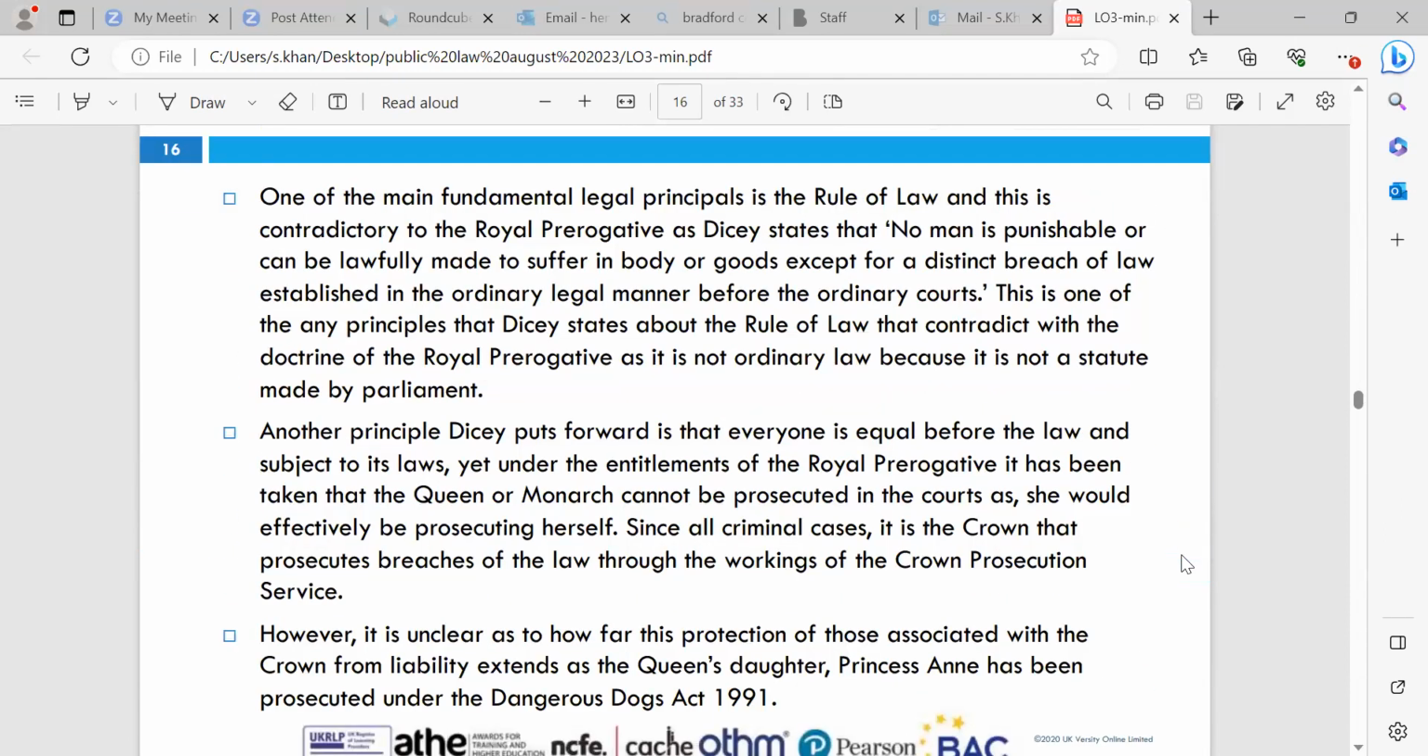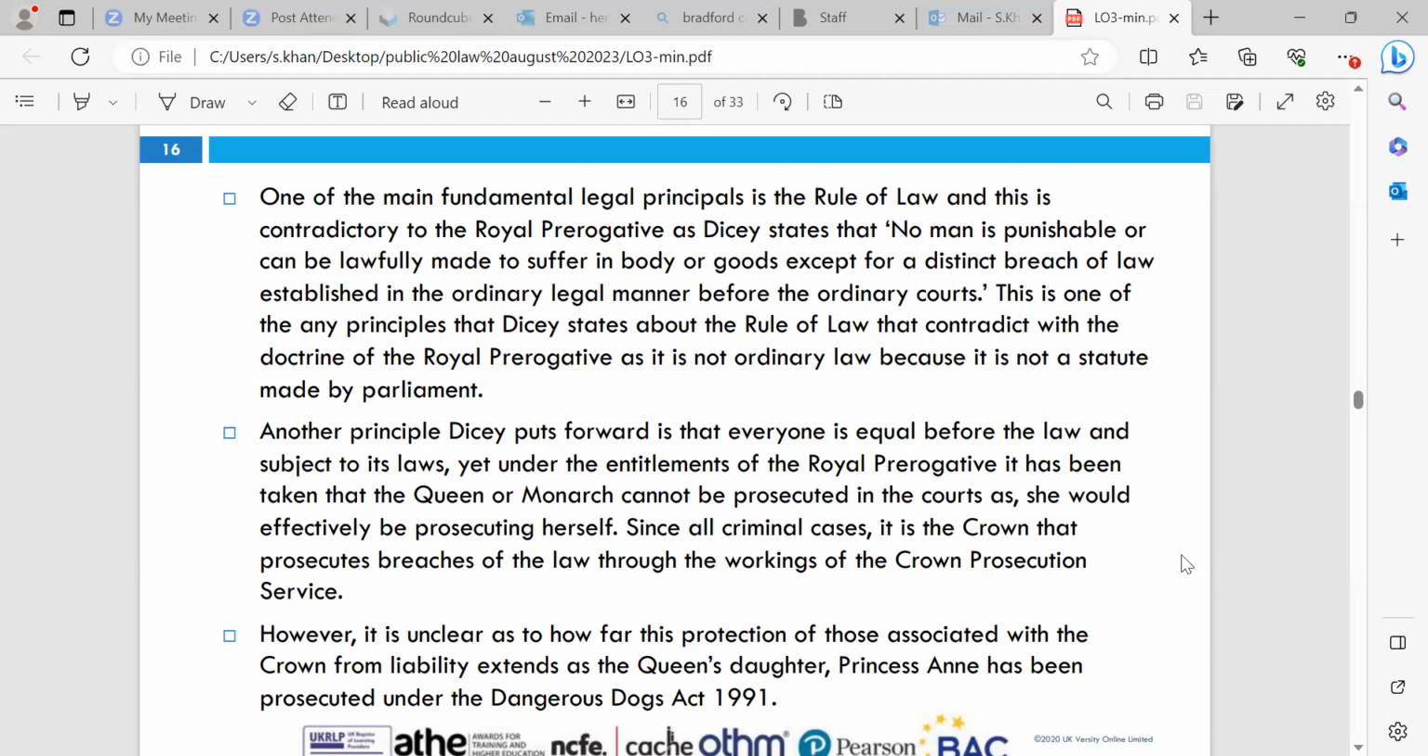One of the main fundamental legal principles is the rule of law, and this is contradictory to the royal prerogative, as Dicey states that no man is punishable or can be lawfully made to suffer in body or goods except for a distinct breach of law established in the ordinary legal manner before the ordinary courts. This principle of the rule of law contradicts the doctrine of royal prerogative, as it is not ordinary law because it is not a statute made by Parliament.